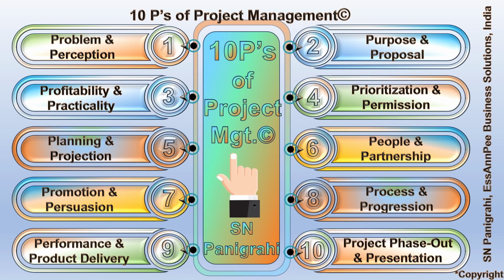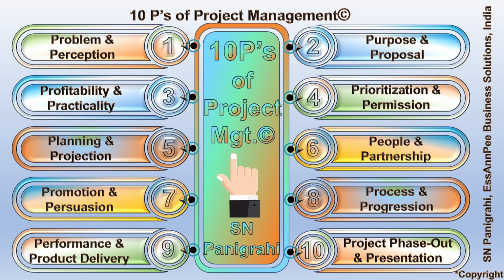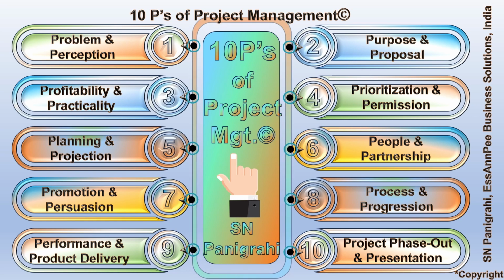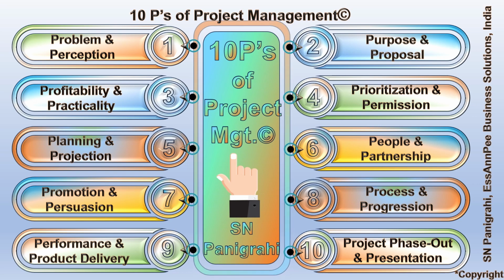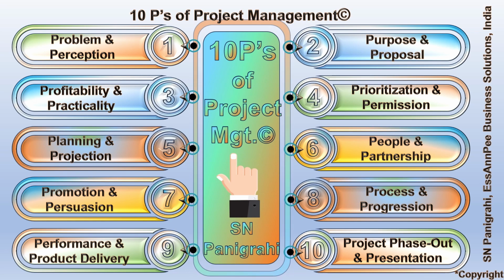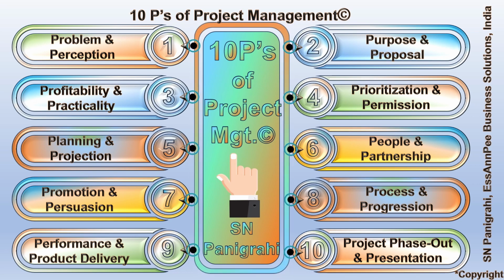10. Project phase-out and presentation. This involves presenting the completed project and ensuring a seamless transition and ongoing support. Key activities are: final project presentation, post-implementation review, providing ongoing support, documenting lessons learned. Formally close out the project, documenting lessons learned, and ensuring a smooth transition to long-term operations. Provide ongoing support and monitor the project's impact to ensure sustained success.